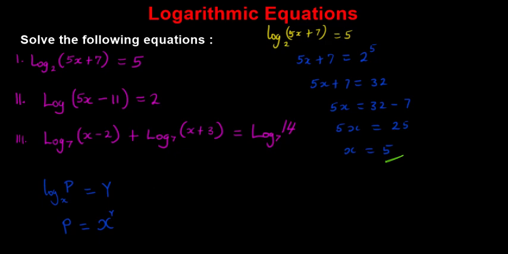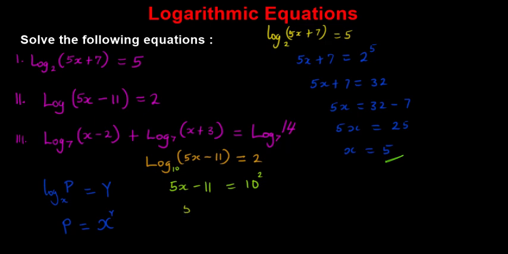Now, to the second question, log of 5x minus 11 is equals to 2. Whenever we are given this way, this is always in its natural form. So logarithm in its natural form takes base 10. Understanding that, we use the same knowledge we've used here. So that becomes 5x minus 11 is equals to 10 raised to the power of 2.